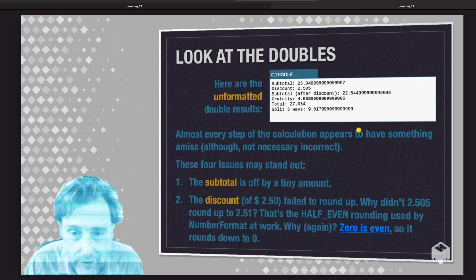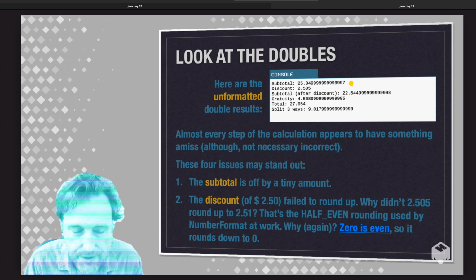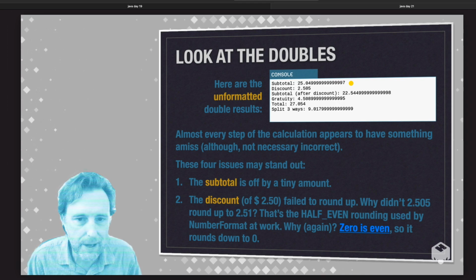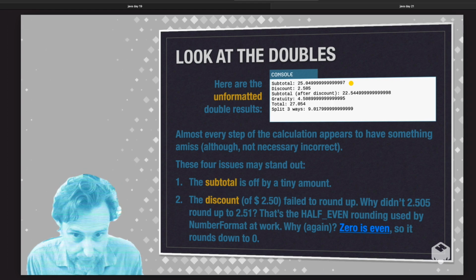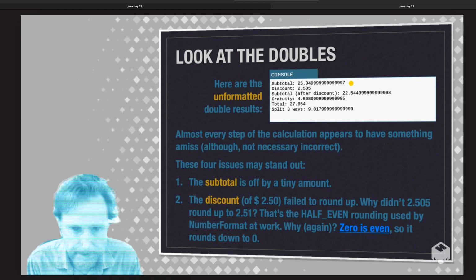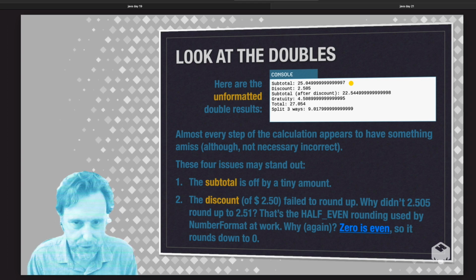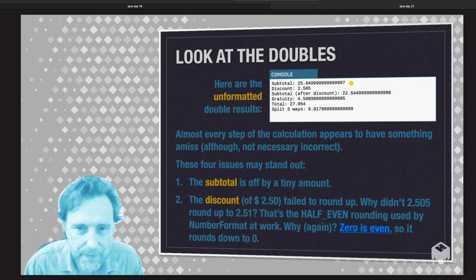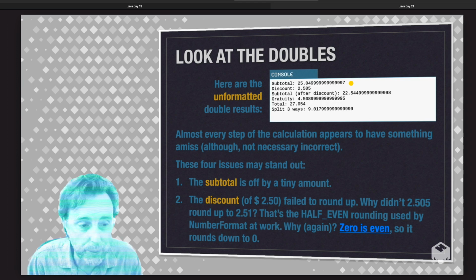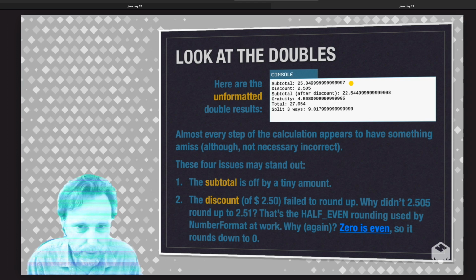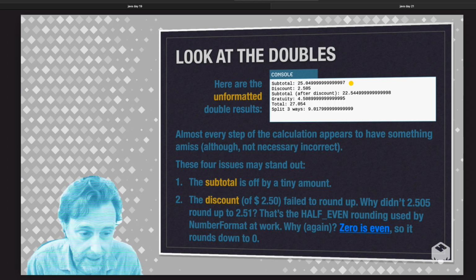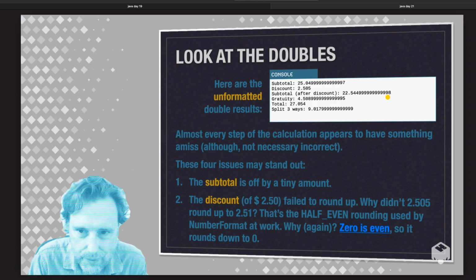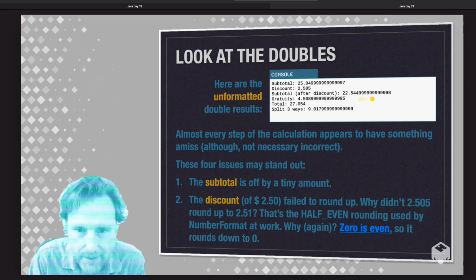So here are the unformatted results. And you can see right off the bat, well, that subtotal, that 25.05, isn't actually quite 25.05. It's 25.049. And so that's why it rounded to 25.05. The discount of 2.505 then makes more sense because the number we were taking that 10% off of was not 25.05, it was 25.049. But that also leaves us with this imprecise subtotal off by a tiny amount.